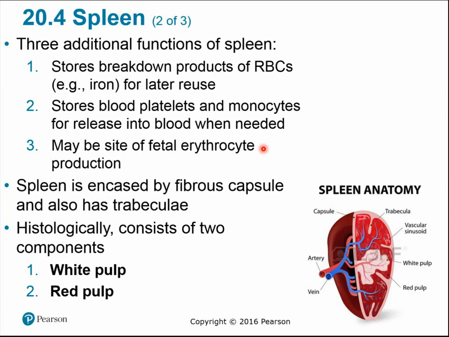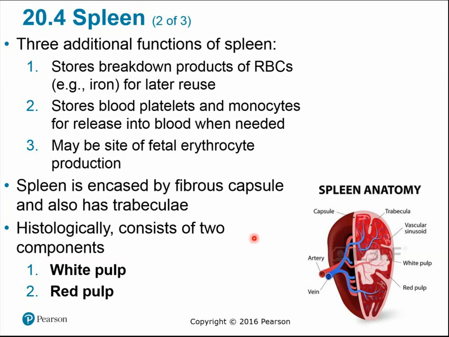Fetuses, as they're developing, don't have fully formed bone or bone marrow, right? So they start with that hyaline cartilage template skeleton. Since blood cells come from the bone marrow, the spleen takes over the role of blood cell production until that bone marrow is fully formed.